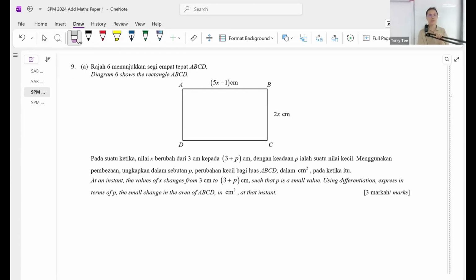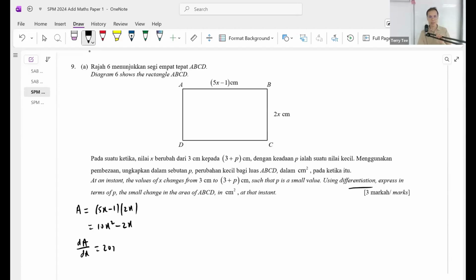Okay, so let's first form the equation for the area of the rectangle. Your length and breadth: length is 5x minus 1, breadth is 2x. Expanded, it is 10x squared minus 2x. Now, remember, you have to use differentiation here, as the question mentions. So let's differentiate dA/dx. That gives us 20x: 10 times 2 is 20, reduce the power by 1. Differentiate negative 2x, you get minus 2.